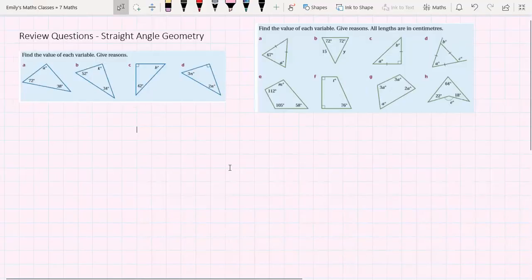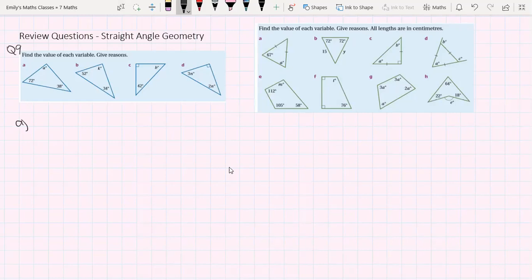Okay, we're up to question 9. I'm going to do a couple of question 9. So we need to solve these. It says find the value of each variable and give a reason. So we're going to do 9a.